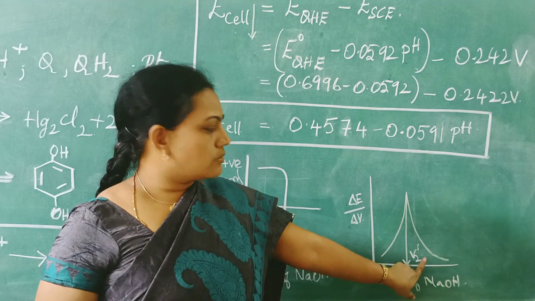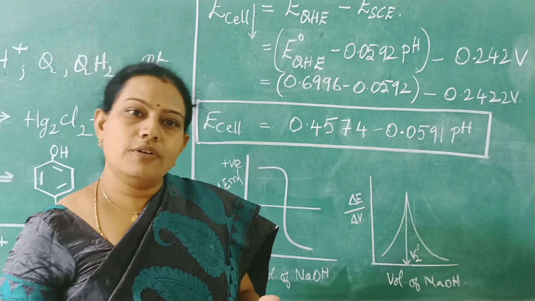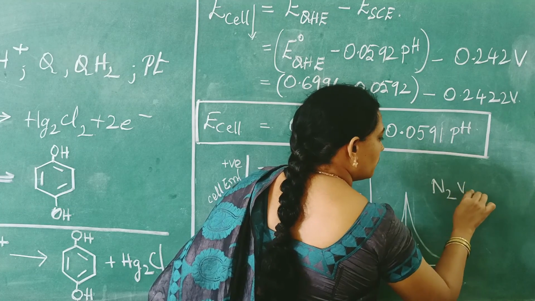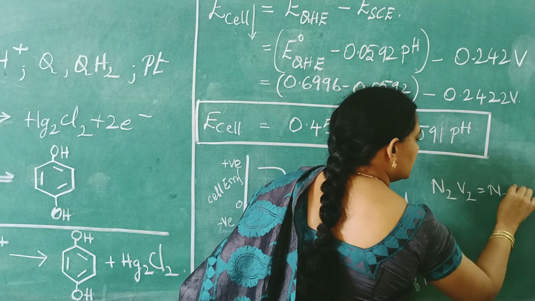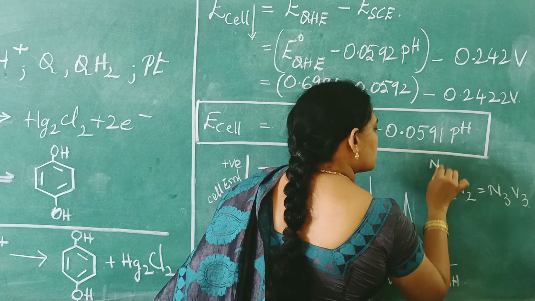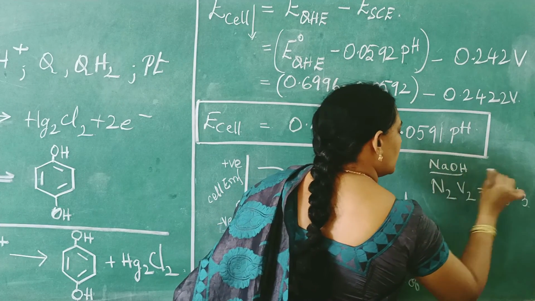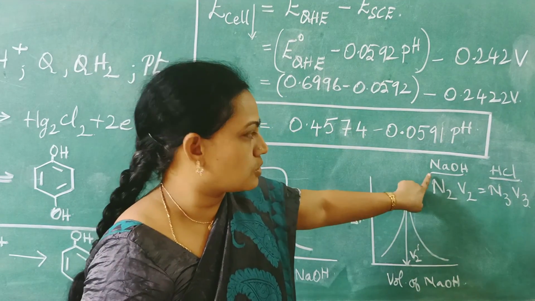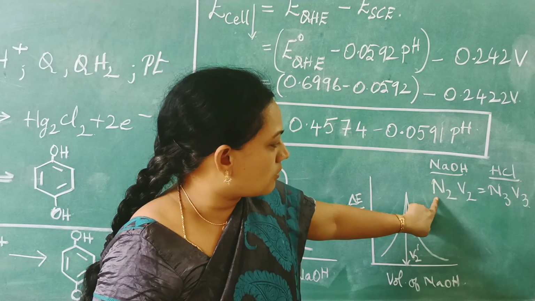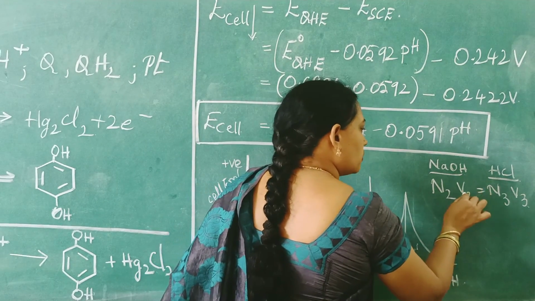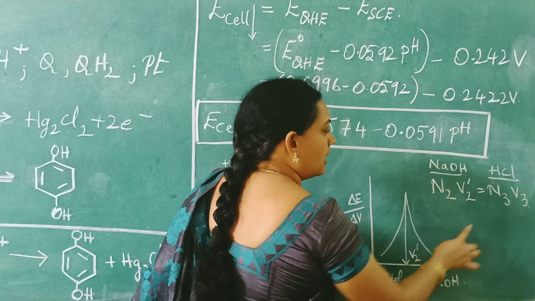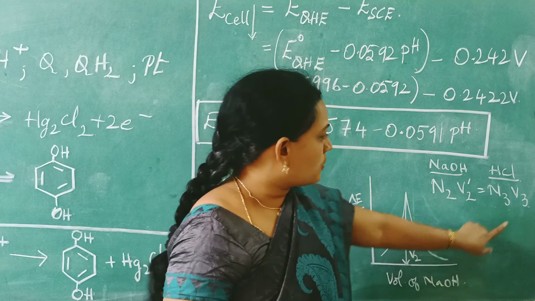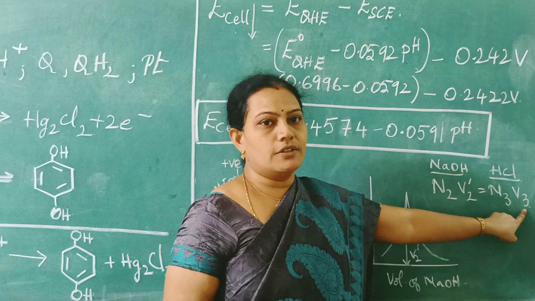Okay, so once this V2 dash is derived, we can derive the concentration of HCl using the law of equivalence, that is N2 V2 is equal to N3 V3. This is pertaining to sodium hydroxide and this is pertaining to HCl. As we already have the standard solution of NaOH used, we know the normality, and the volume of NaOH will be derived from the graph, and hence we will try to find out the concentration of the HCl solution, as you already know the volume of HCl taken during the experiment.